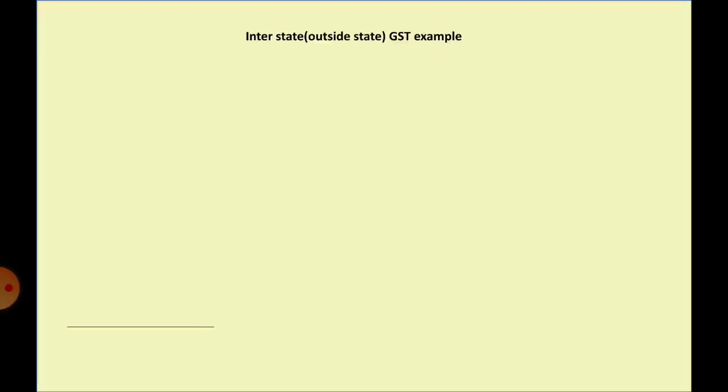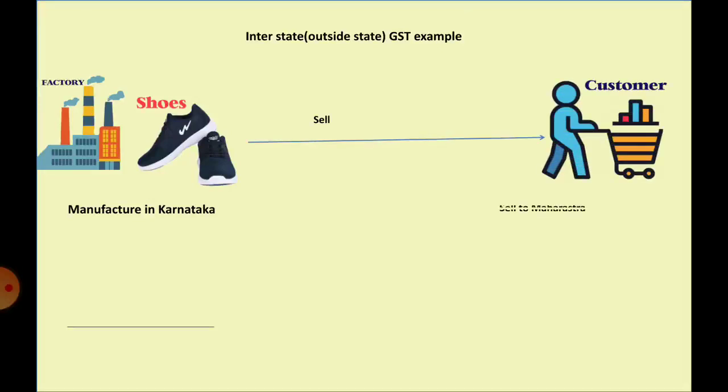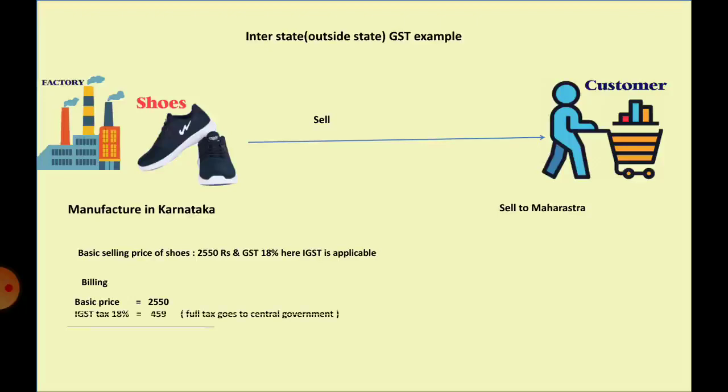Let's take example of interstate transaction. Here manufacturing happens in one state and sales happen in another state. Here a shoe manufacturing factory manufactures shoes in Karnataka and sells to the customer who is staying in Maharashtra. Here IGST is applicable. Let's take the basic cost of the product is 2550 rupees and GST is 18%. Billing is as follows. Basic cost is 2550 rupees. IGST is 18%. 18% of 2550 rupees is 459 rupees. Total cost to the customer is 3009 rupees.